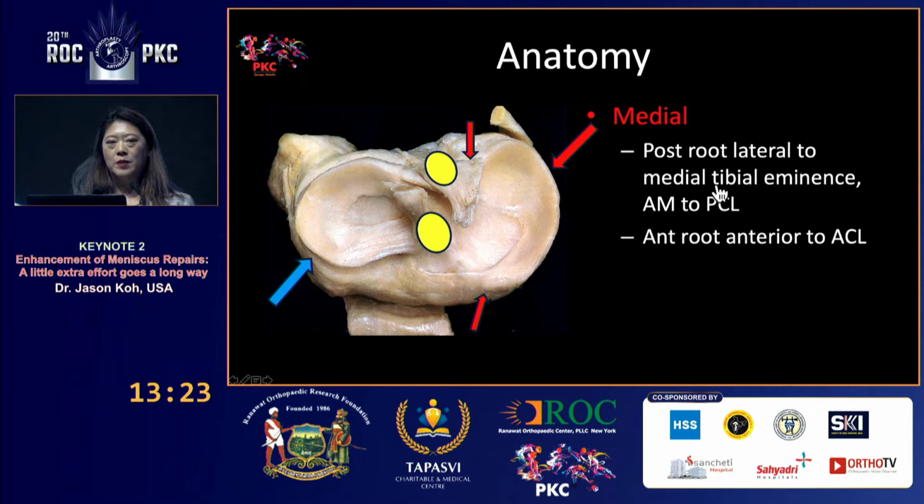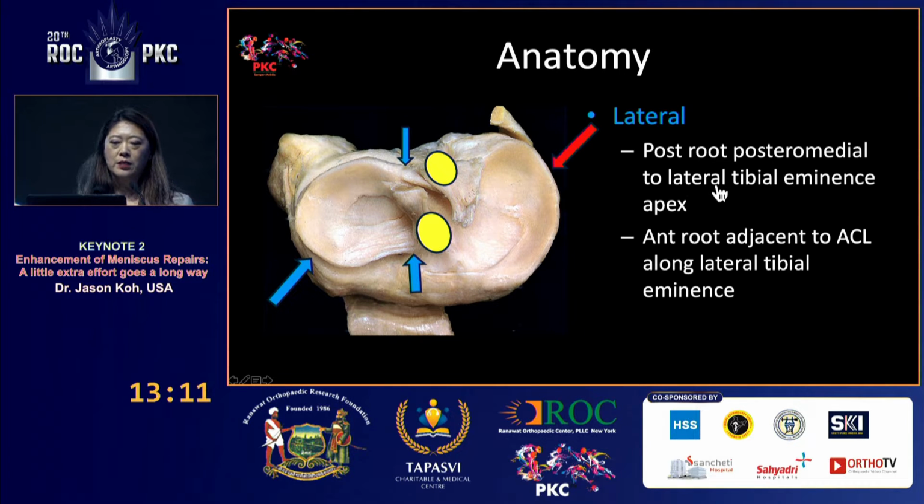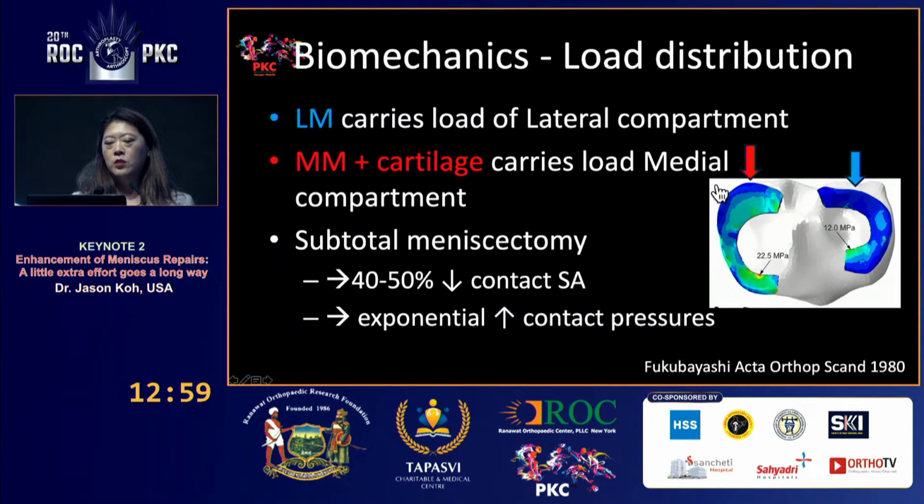So when you look at the anatomy, it's really important to understand the relationships between each of the structures. The posterior root is very close to the PCL, whereas the anterior root is almost off the plateau, if you will. The lateral meniscus is C-shaped, round, so the posterior root and anterior root are very close. And you can see that the anterior root, as we talked about with other talks, is very intimate with the ACL itself.